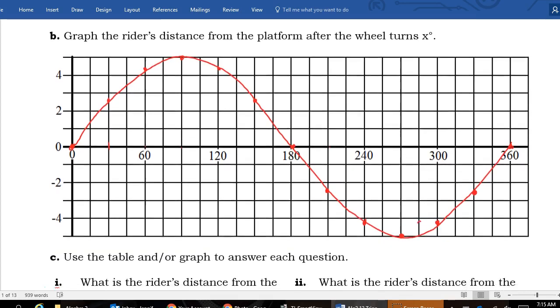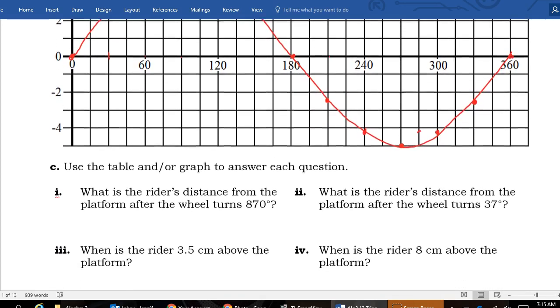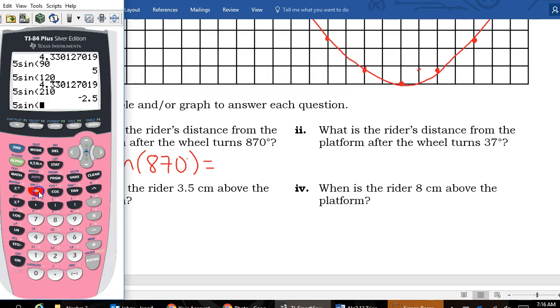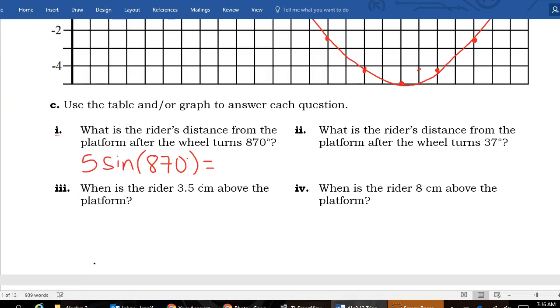So we can use this graph or this table or the equation to answer some of these questions below. Question 1, what is the rider's distance from the platform after the wheel turns 870 degrees? My table stopped at 360, my graph stopped at 360, so I'm going to use the equation. That would be 5 sine, and we're going to substitute 870 degrees into the equation. 5 sine 870 means after 870 degrees of turning, the rider will be 2.5 centimeters from the platform.